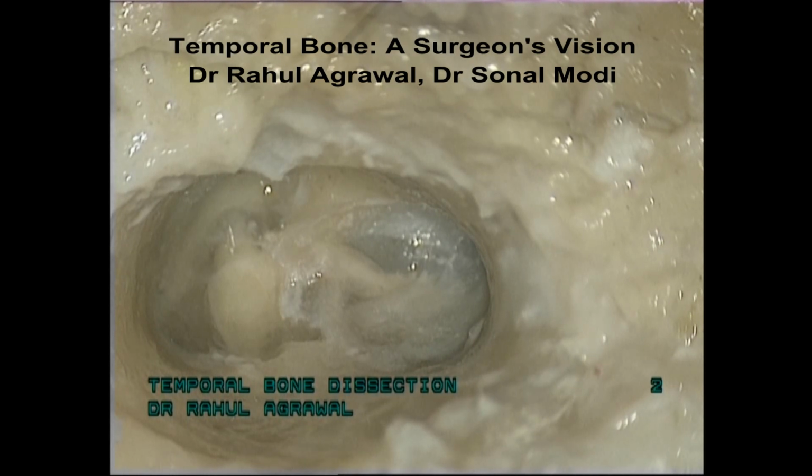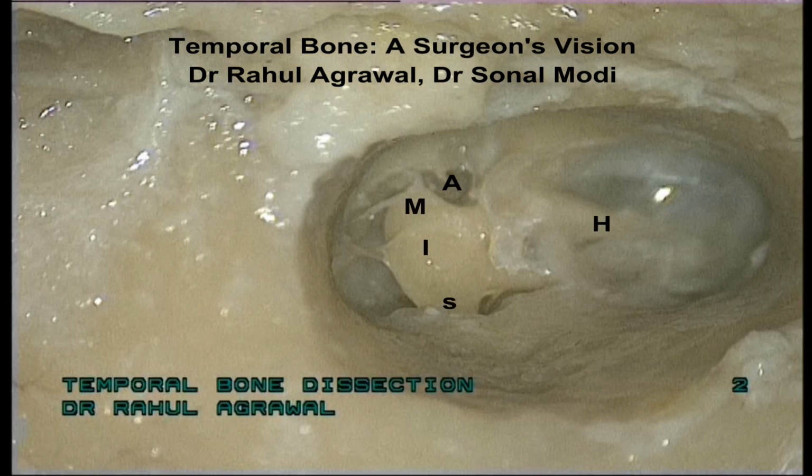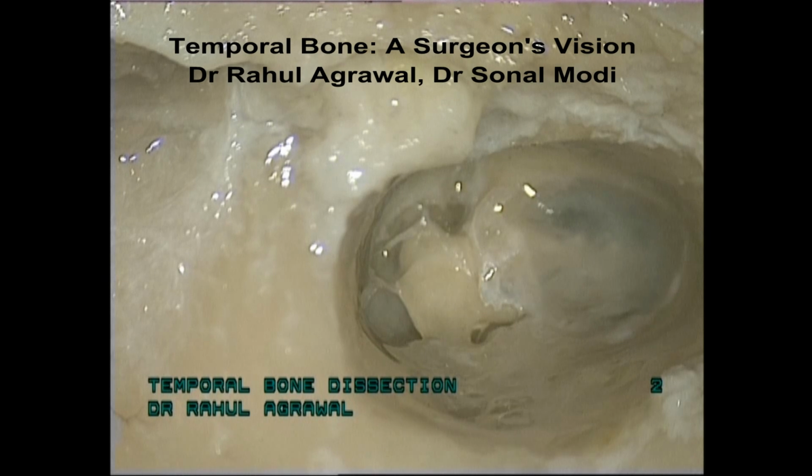So now we have nearly exposed our complete attic. A stands for your anterior attic, M denotes malleus, I denotes your incus, body of incus, S denotes the short process of incus, which is not completely visible right now. There is some bony overhang still over it. H denotes your head of malleus.